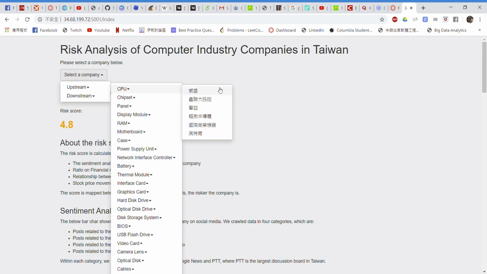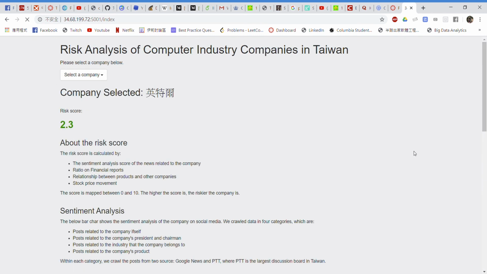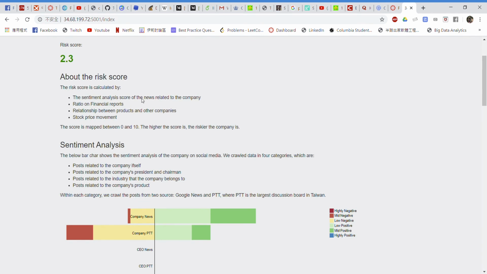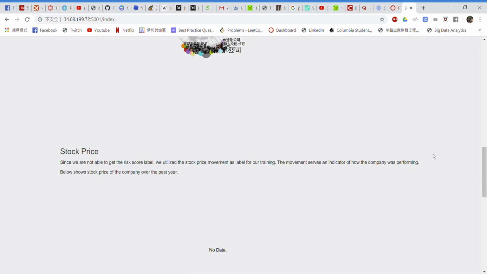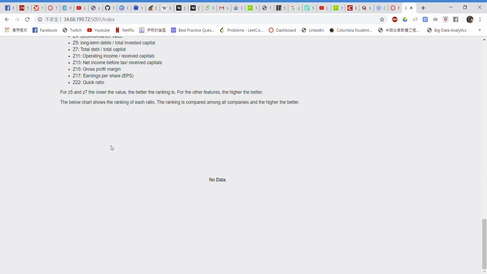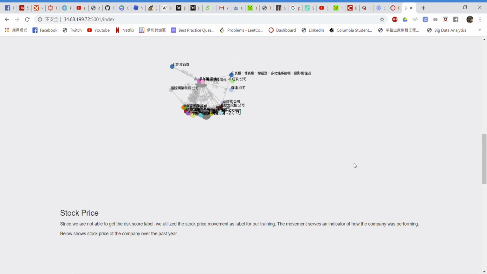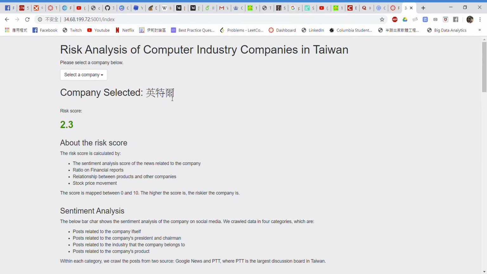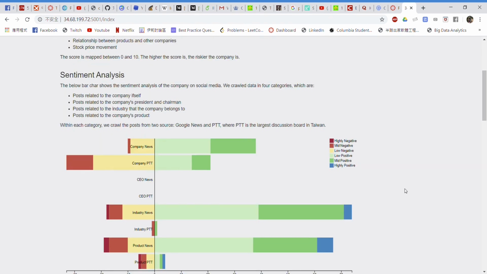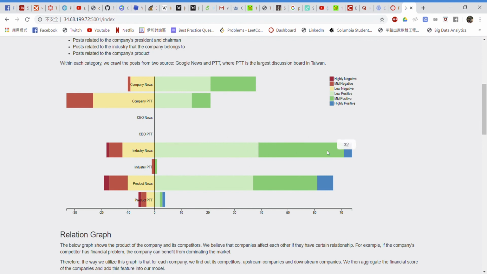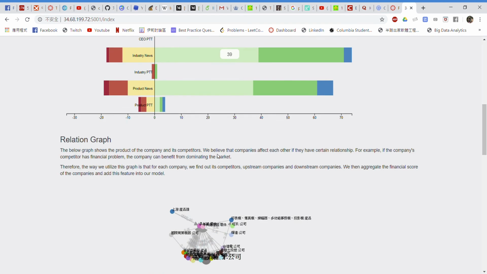For example, if you choose some other company like Intel, the risk score is fairly low because we are missing the stock price and the financial data of this company. So we just make a rough analysis of this company. You can see the sentiment analysis is good for Intel and also for the products. However, the company in the PTT is not very well.